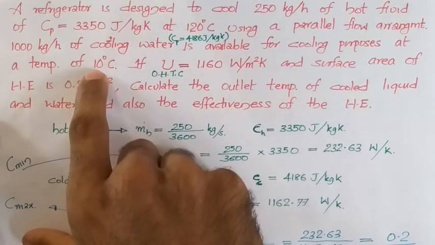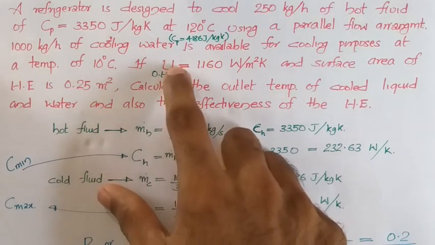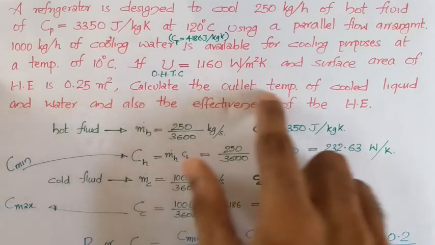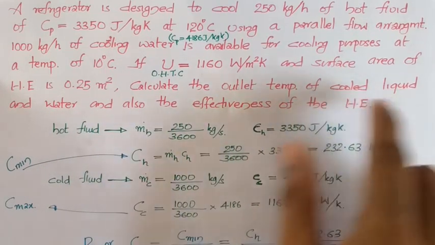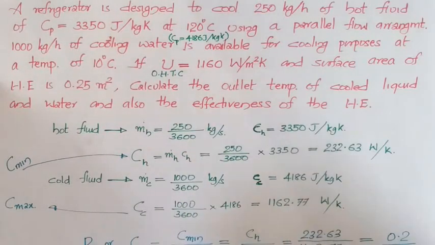Here TCI is also given, overall heat transfer coefficient, as well as area of heat exchanger is given, CPF water is given. Here we have to calculate the outlet temperatures of the fluid as well as water, and also the effectiveness of heat exchanger. Means here you are given only the inlet temperatures of hot and cold. Outlet temperatures are not given, so you cannot apply the LMTD. So the LMTD method is failing. Then you can go for the effectiveness NTU method of heat exchanger analysis.